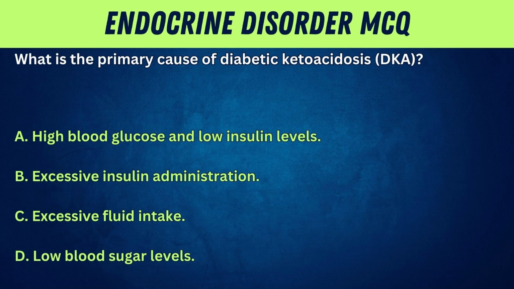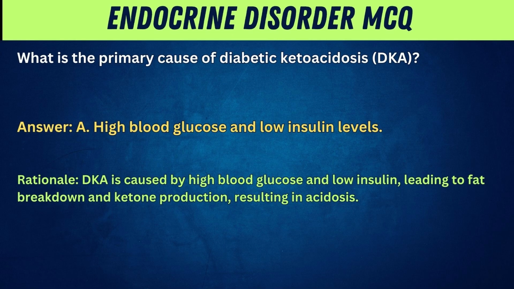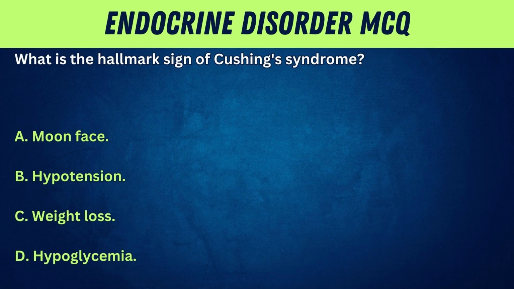141. What is the primary cause of diabetic ketoacidosis, DKA? A. High blood glucose and low insulin levels. B. Excessive insulin administration. C. Excessive fluid intake. D. Low blood sugar levels. Answer: A. High blood glucose and low insulin levels. Rationale: DKA is caused by high blood glucose and low insulin, leading to fat breakdown and ketone production, resulting in acidosis.